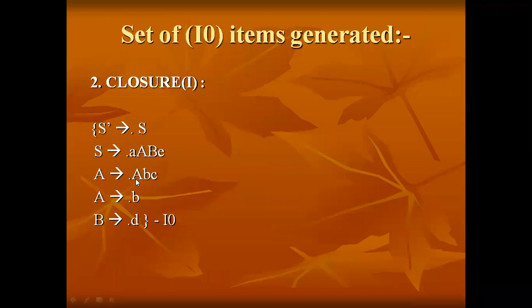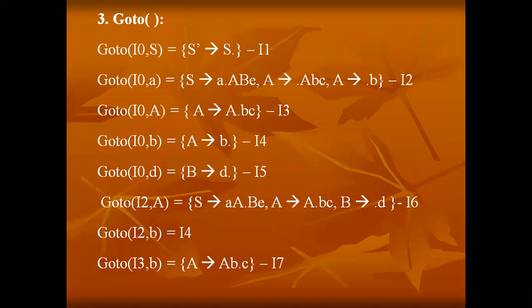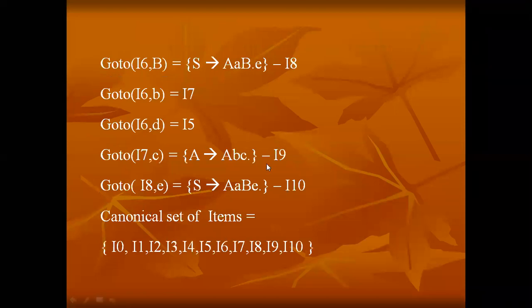A tends to dot ABC is rule number 2. Make a note, R2. Initially, the dot is placed at the starting of the right hand side. When the dot is processed and it gets ended, we check in the goto computations in which item it ends, and it ends at item number 9. So in the table, you should go to item number 9.